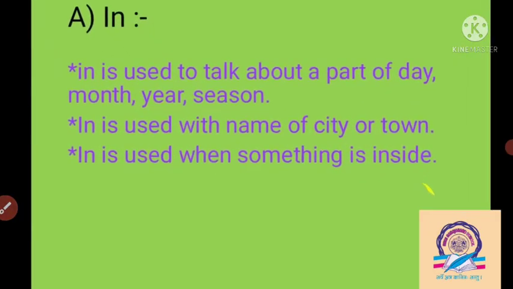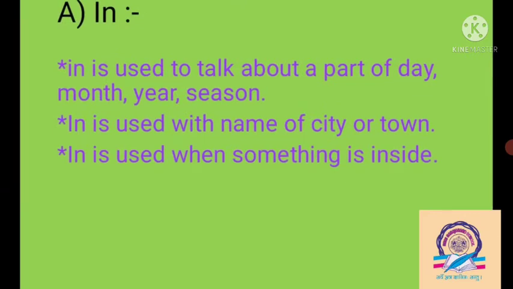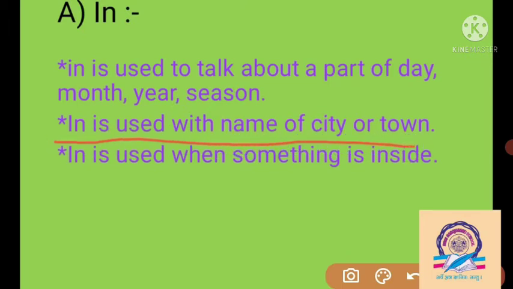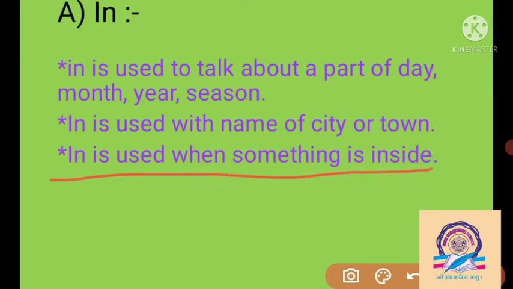Then what is the use of "in"? We can say that "in" is used to talk about a part of a day, like in the morning, in the noon, in the afternoon. Then months, like in February, in December, in March. Then years also, like in 1920, 2020, etc. Then seasons also, like in winter, in summer, etc. Then "in" is used with the name of a city or town, like in Visnagar, in Mehsana, in Baroda, in America, in India, etc.